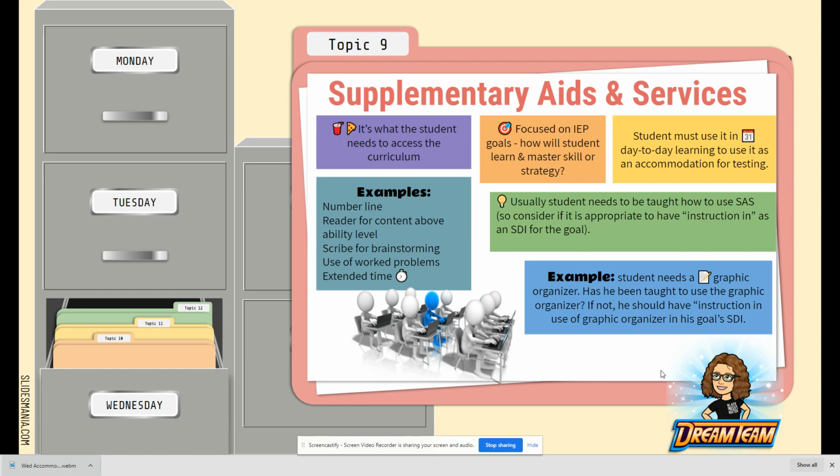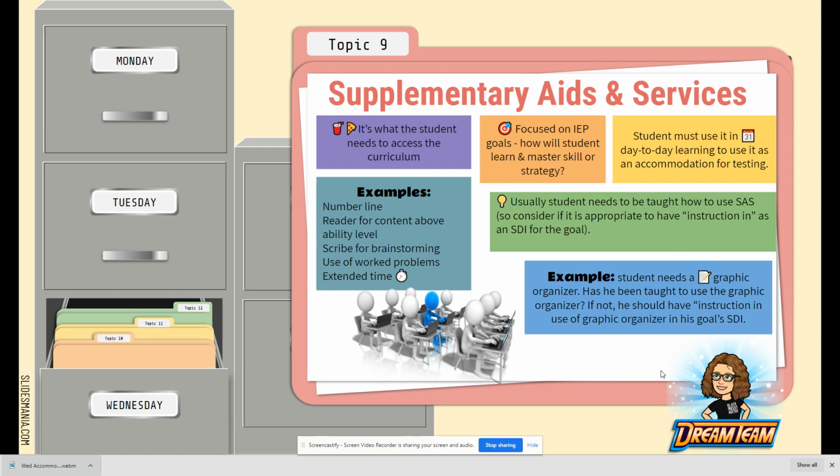Students have to use it in their day-to-day instruction if they are going to use an accommodation for testing. So those supplementary aids and services are used every day in instruction, and then on testing, they could use the state-approved accommodations. Typically, a student will need to be taught how to initially use those supplementary aids and services.